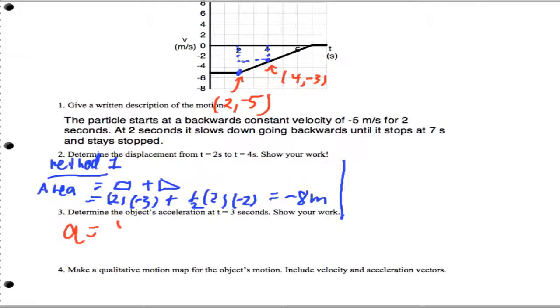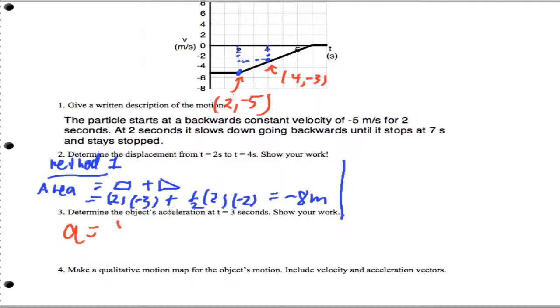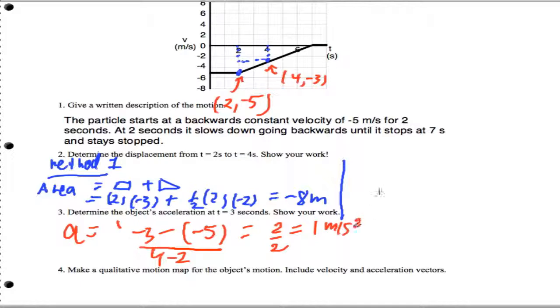And so we will actually go ahead and do the numbers here. So we have -3 minus -5. That's right. Over 4 minus 2. And so this gives me 2 over 2, which is an acceleration of 1 meter per second squared. Excellent.